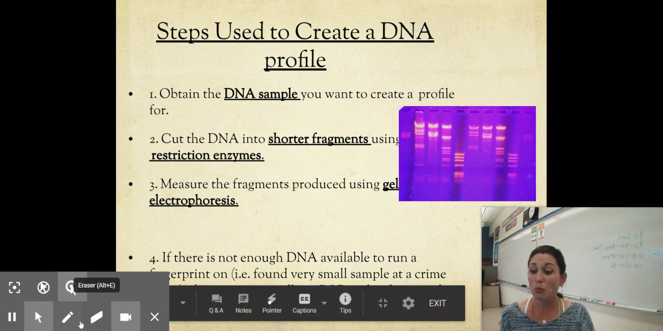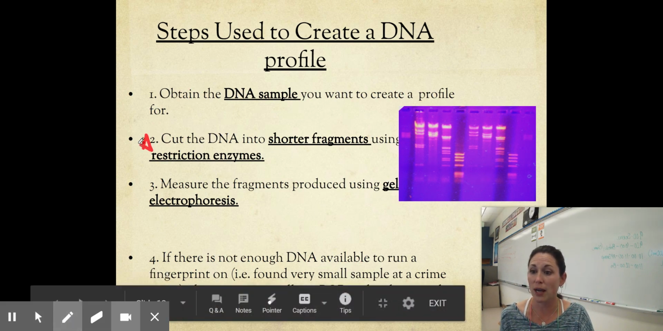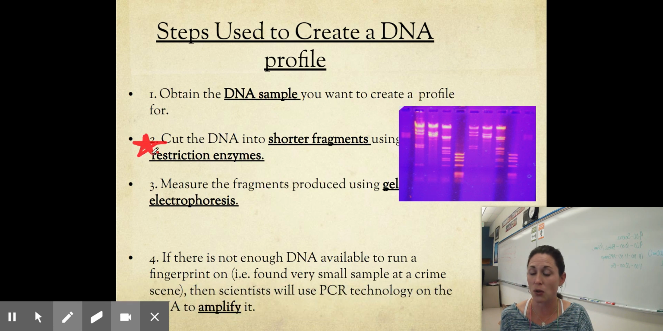Then number 2 is super important. So this one right here is really, really important. I want you to pay close attention to this. We take that DNA sample and we cut it into smaller pieces because remember, DNA is a really big molecule. It's really long. Even though it's microscopic, it's very, very long. And so we take something called restriction enzymes, which I want you to think about just as a pair of scissors. This is just an enzyme that we can engineer that can cut DNA into smaller pieces.